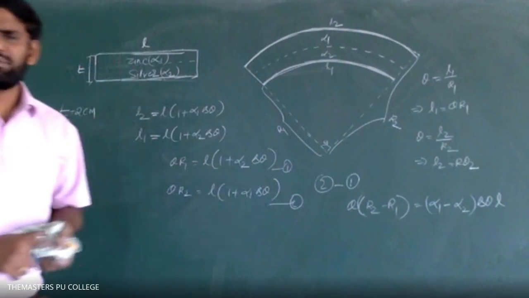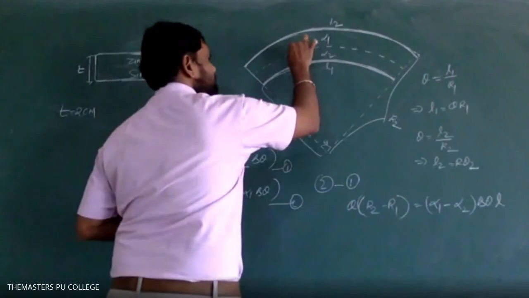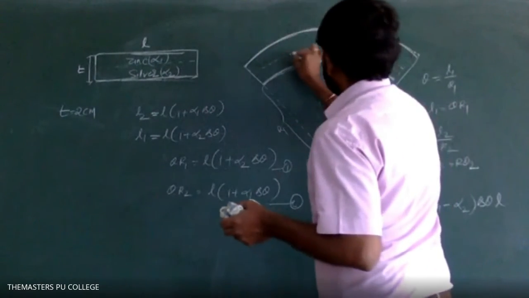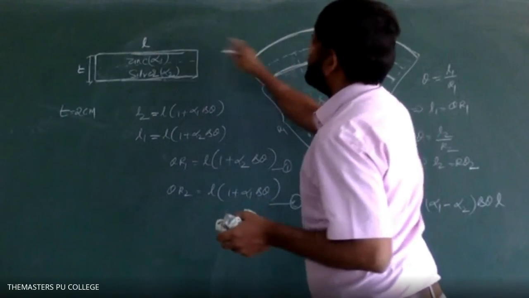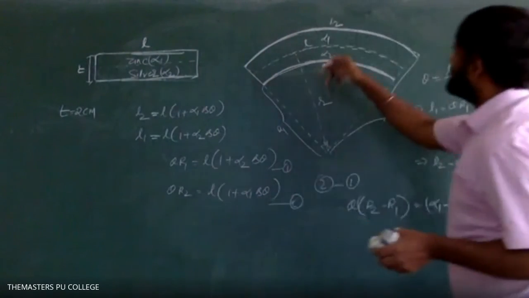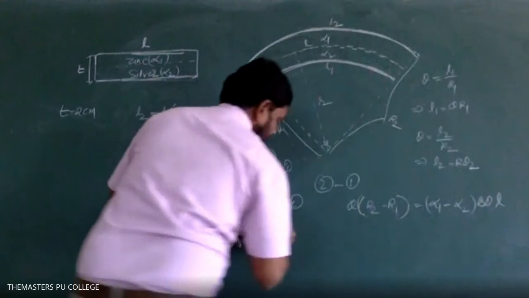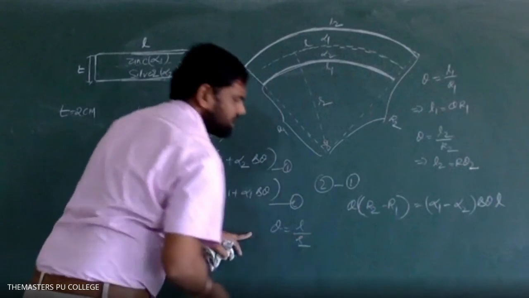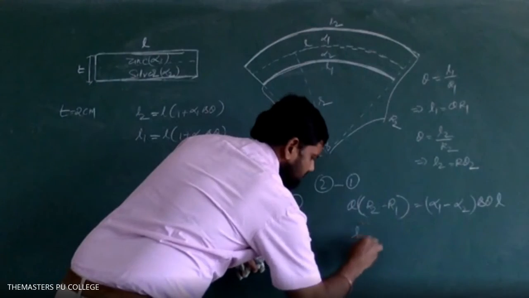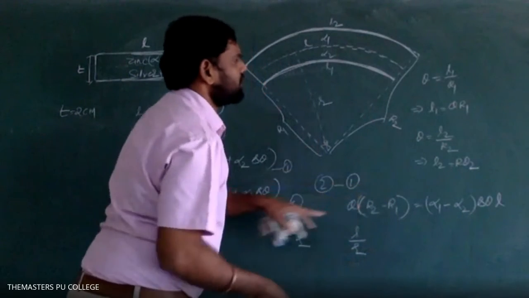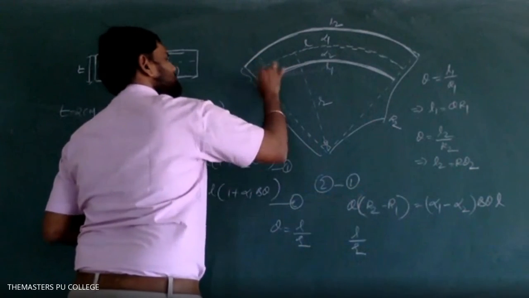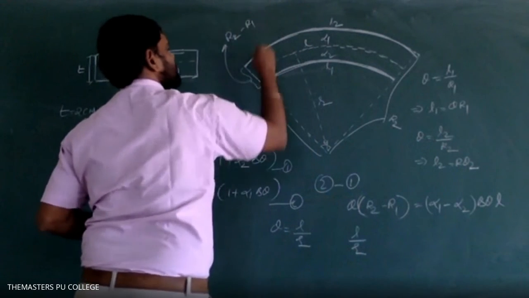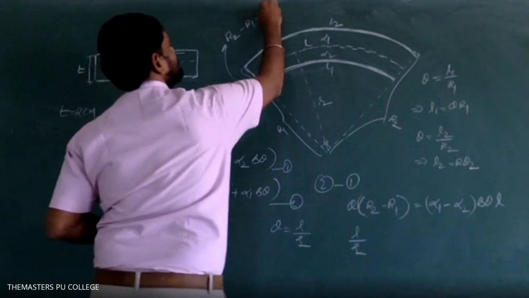So what they're asking is the average radius. What is the average radius? For example, this is the average radius R. So this is the average length, which is equal to the initial length. From this, angle theta equals L divided by R. Therefore L divided by R into R2 minus R1. R2 minus R1 is nothing but the thickness of this strip.